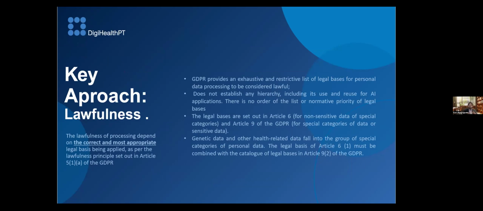You already know that GDPR provides an exhaustive and restrictive list of legal bases for personal data processing, for this processing to be considered lawful from the collection to the market. We should think about the legal bases set out in Article 6 and Article 9 of the GDPR. And when we are talking about sensitive data, it's important to apply in confluence the legal bases of these two articles. And those legal bases are, firstly, non-hierarchical. There is no preference between legal bases. And they are exhaustive. There is no legal basis to support your processing outside those two articles.